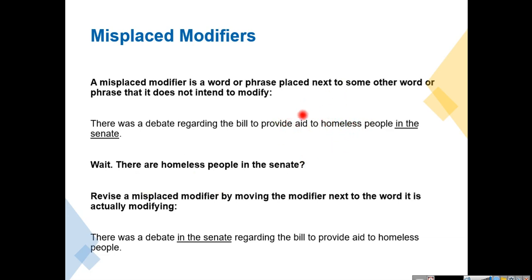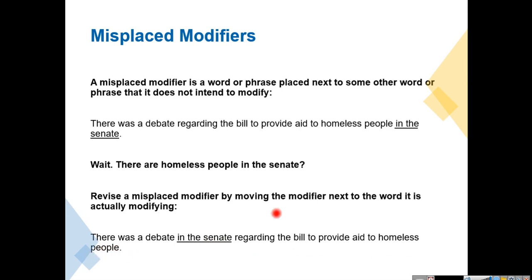We're probably saying that the bill was about homeless people. So we need to revise that and rewrite that again. Revise the misplaced modifier by moving the modifier next to the word which it is actually modifying. So: there was a debate in the Senate regarding the bill to provide aid to homeless people.